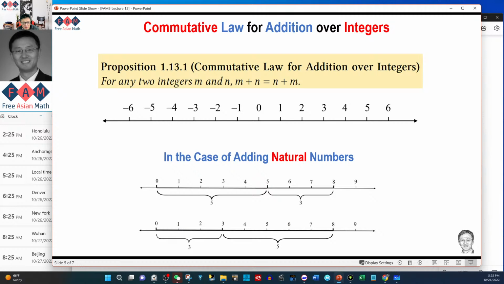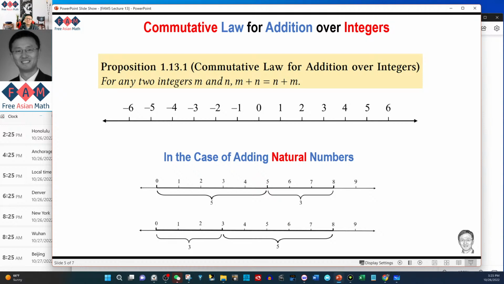Whether we put the short one first or the long one first, as long as the two line segments did not change when we swap their relative order, the total combination should still be of the same length. And that's exactly why this can serve as a geometric interpretation. Okay, so last time that was for natural numbers.